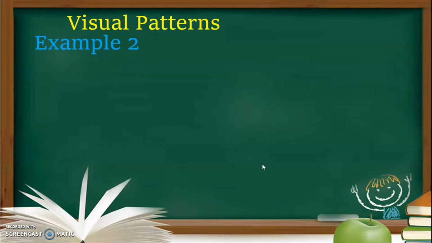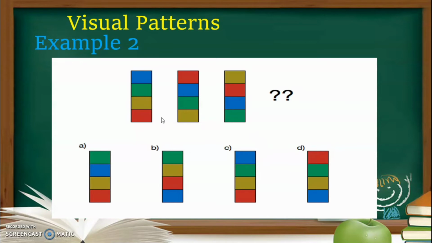Okay. Number 2 example. Meron tayong tatlong figure. Figure number 1, una ang blue, green, yellow, and red. Number 2, red, blue, green, and yellow. Number 3, yellow, red, blue, and green. So, ang pattern na makikita mo ay pasunod siya yung kanyang color, pero umikot lang siya.